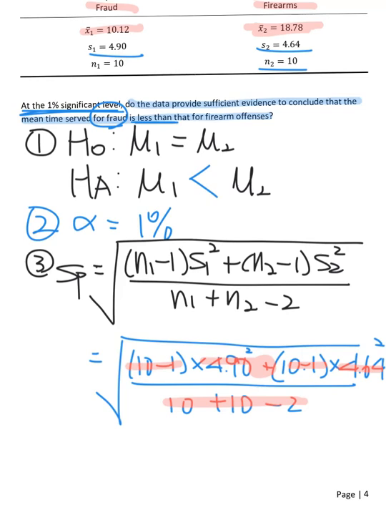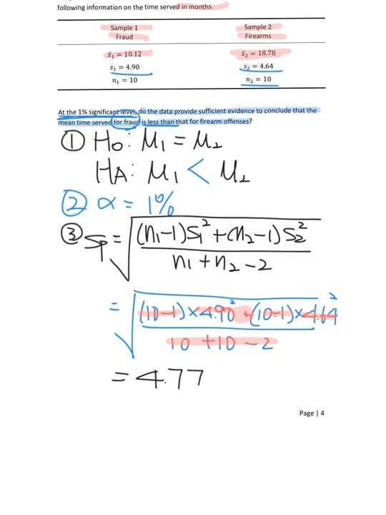Anybody? SP? 4.77. 4.77? Thank you. 4.77. Is it the test statistic? No, not yet. Okay.